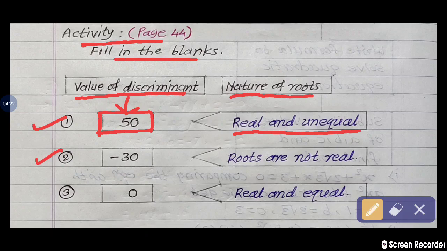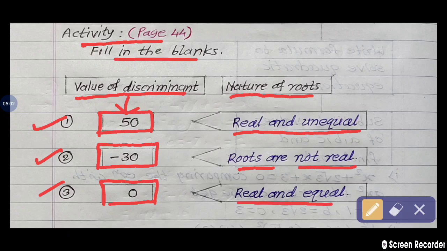The second value is, the value of discriminant is minus 30. Means the value of discriminant, that is delta, is less than 0. So we are getting a negative value. This value minus 30 is given in this question, and from this value we decide the roots are not real. The third value of discriminant given in this activity is 0. Means the value of delta is equal to 0. So the nature of the roots is real and equal.